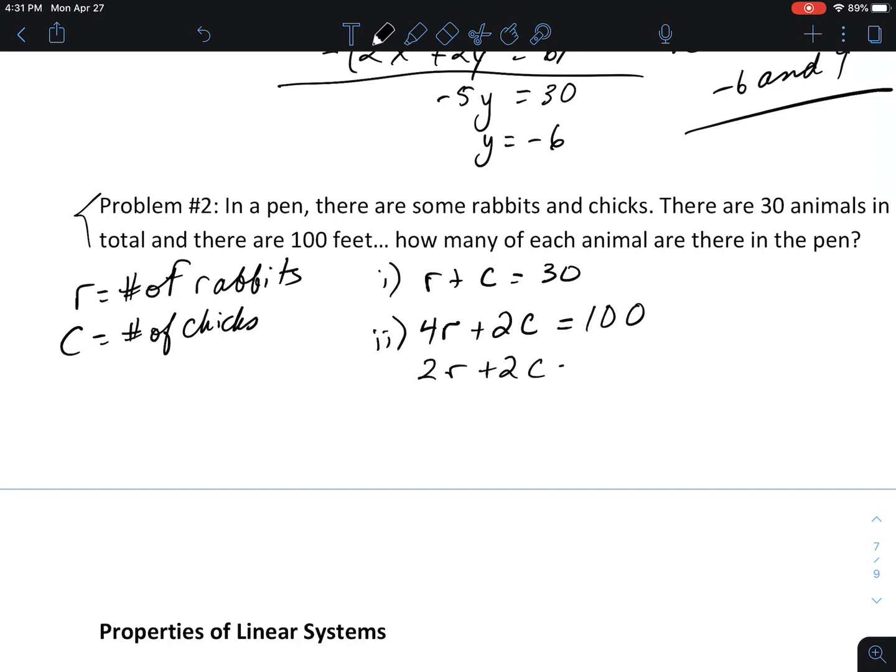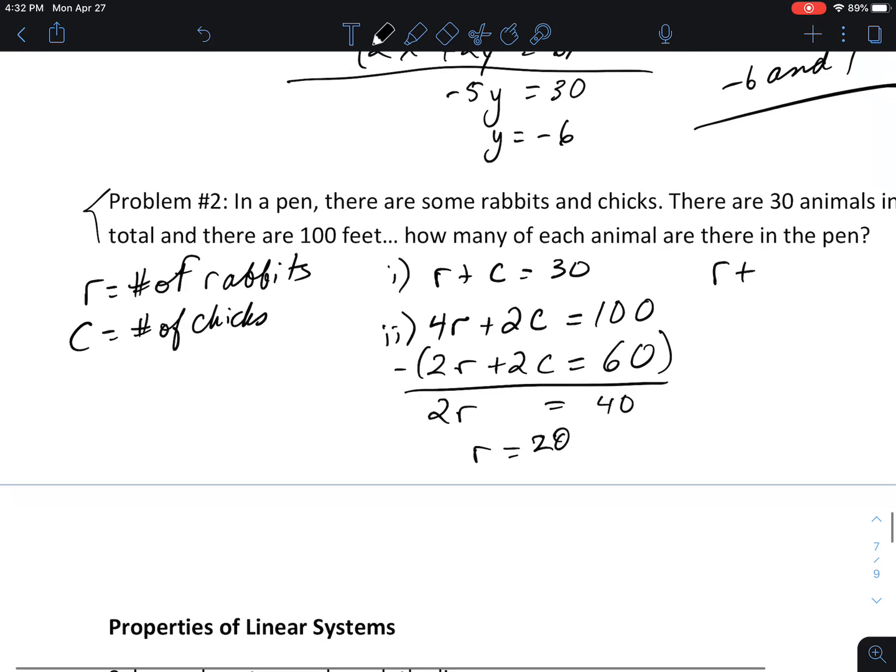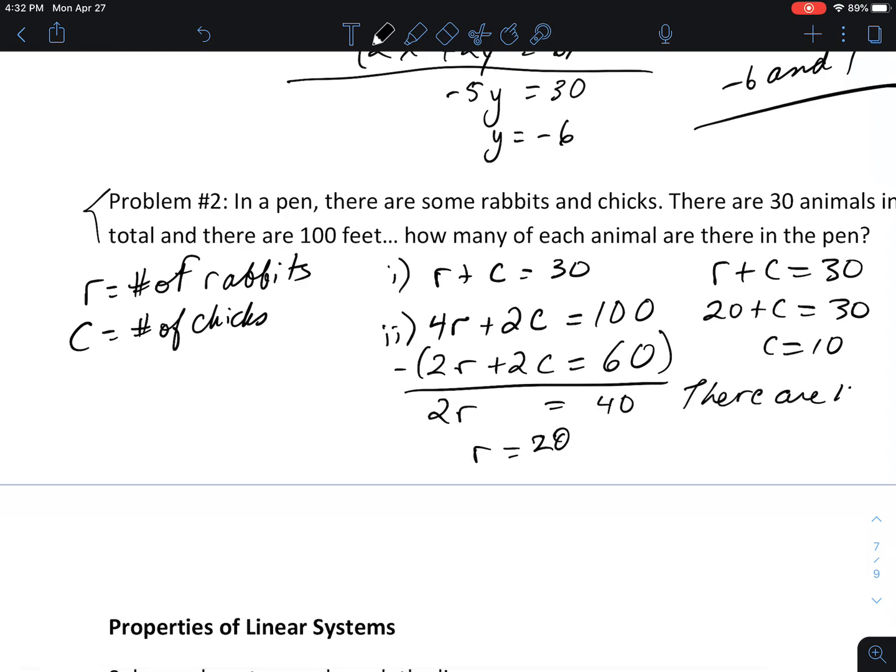And now again, I might decide to multiply, say, the first equation by 2 and get 2r plus 2c is 60, and subtract. The 2r disappear, the chicks disappear, 100 minus 60 is 40, divide by 2, there are 20 rabbits. And rabbits plus chicks is 30, so there are 10 chicks.